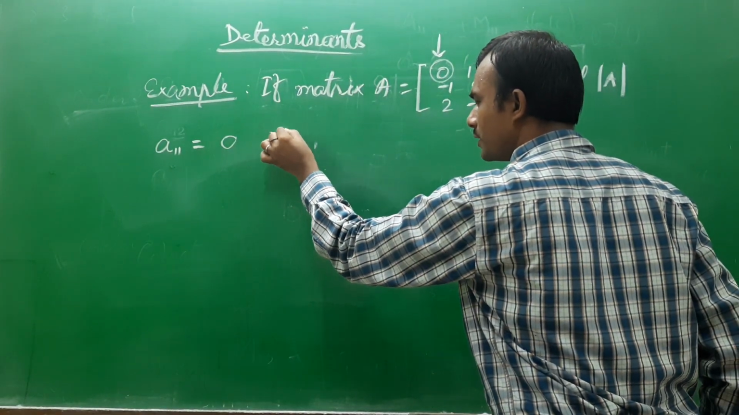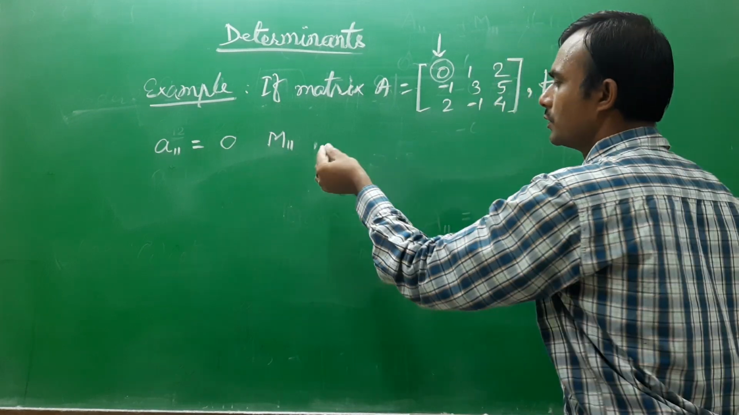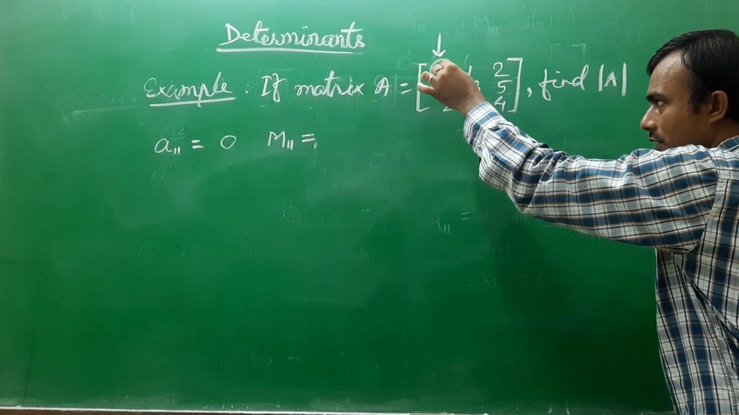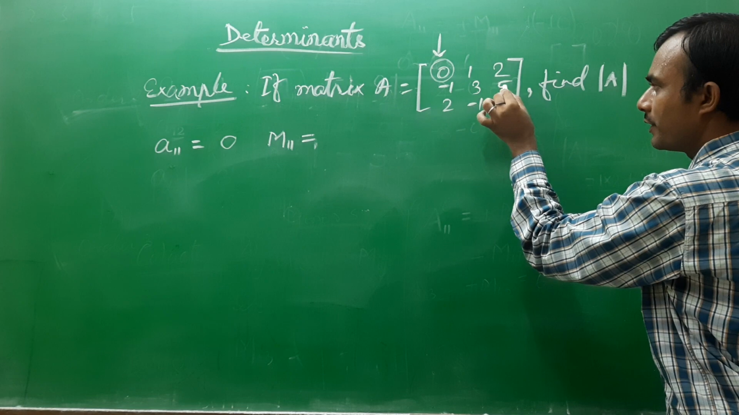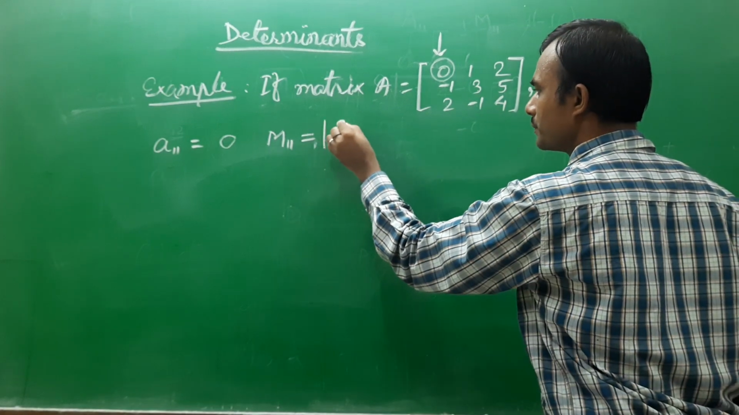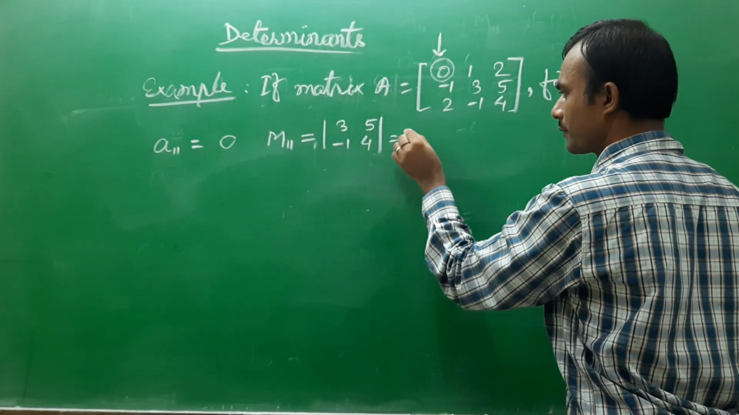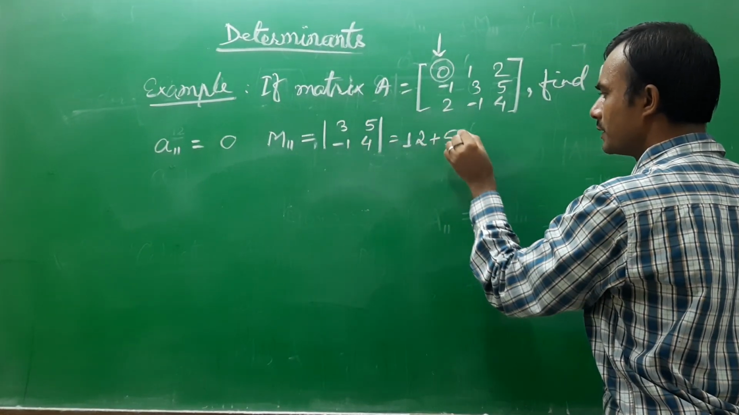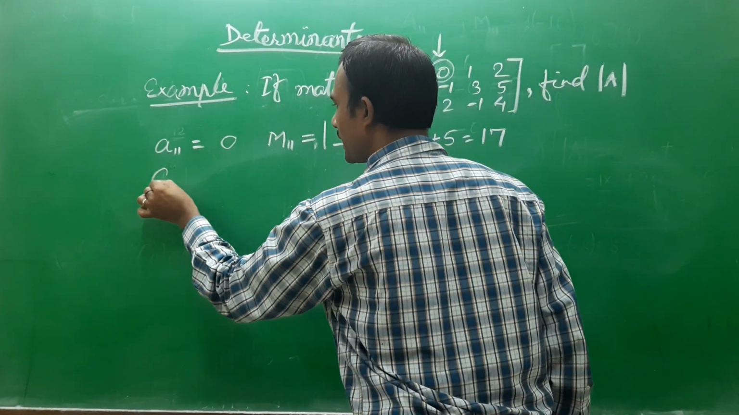Then we have to find the minor, or you can find the cofactor directly. For getting the minor, just delete the first row and first column. 3, 5, minus 1, 4. That is 12 and this plus 5, 17.